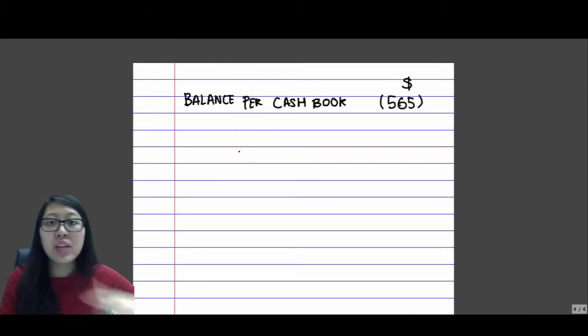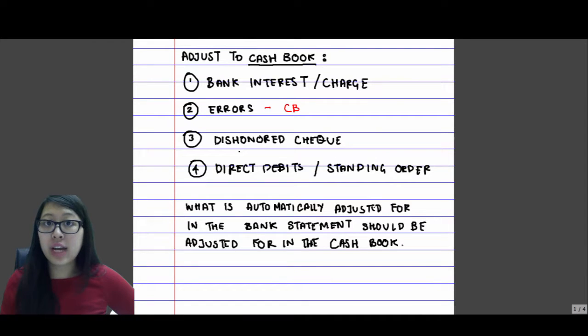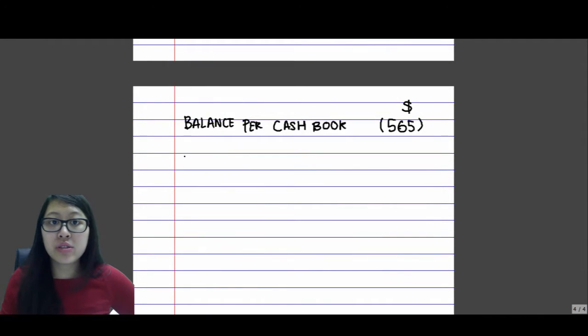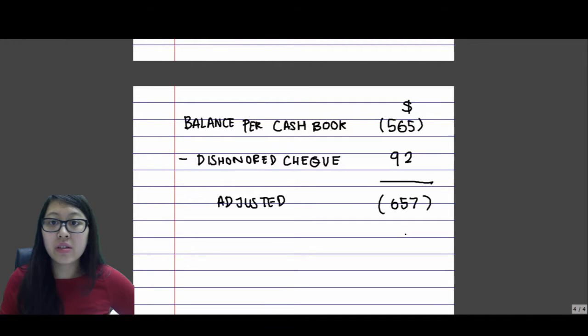And if you go back to your notes, a dishonored check is qualified under an adjustment for a cash book. So in here we should deduct the dishonored check because in this case the check is from a customer and the customer is paying to us. So we would have assumed that we would have already received this, but now we did not. The adjusted balance will be $657 overdrawn.